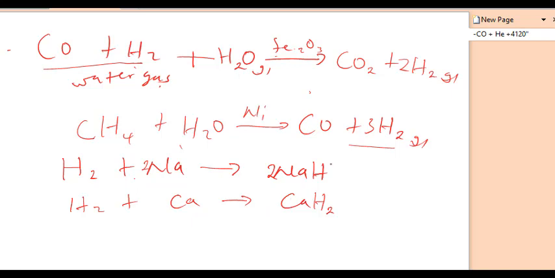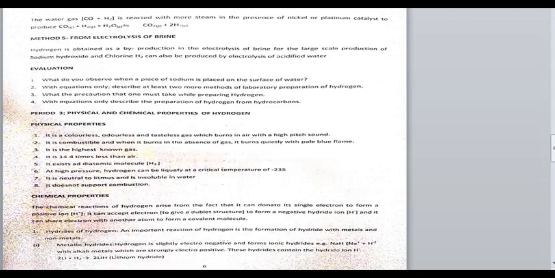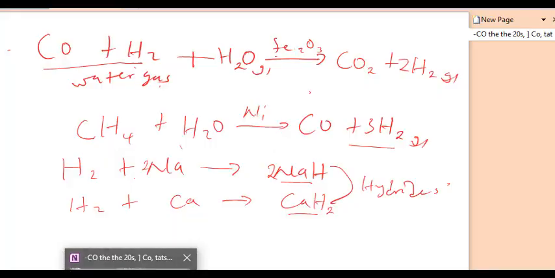So these are hydrides: sodium hydride, and this is calcium hydride. Also, hydrogen directly combines with elements like oxygen and halogens as well. When hydrogen combines with oxygen, it burns in oxygen or air with a pop sound.